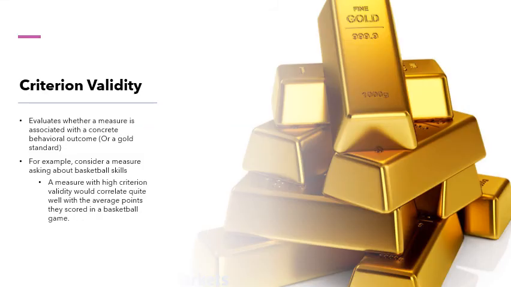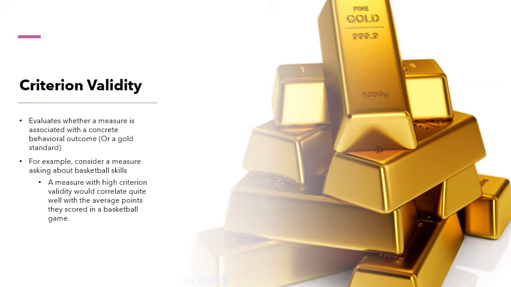Next, criterion validity. You'll notice I have a big stack of gold here. You might be wondering why. Well, this evaluates whether a measure is associated with a concrete behavioral outcome, otherwise known as the gold standard. So, take for example, when I consider a measure asking about basketball skills. A measure with high criterion validity would correlate quite well with the average points they scored in a basketball game. Because really, your basketball skills should relate to how many points you score in a basketball game overall.